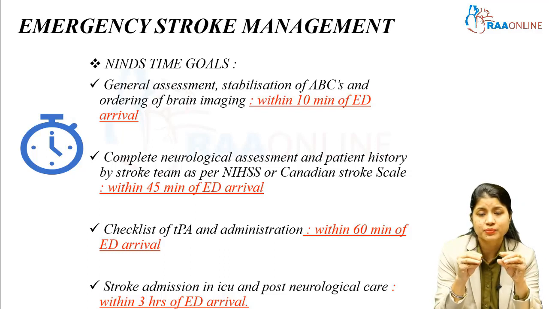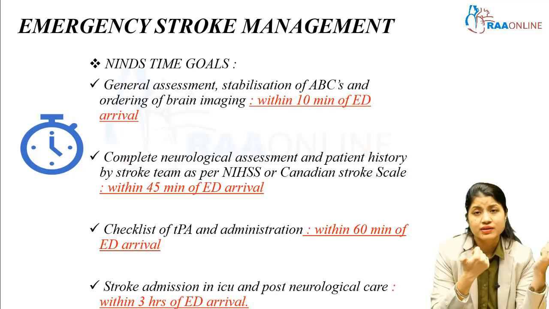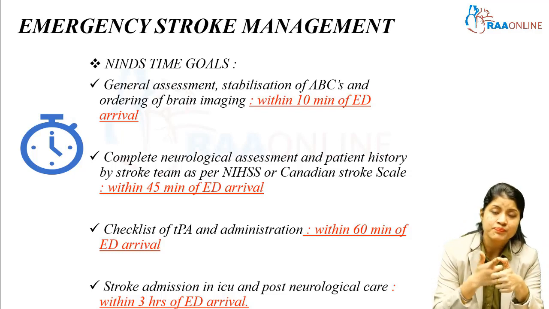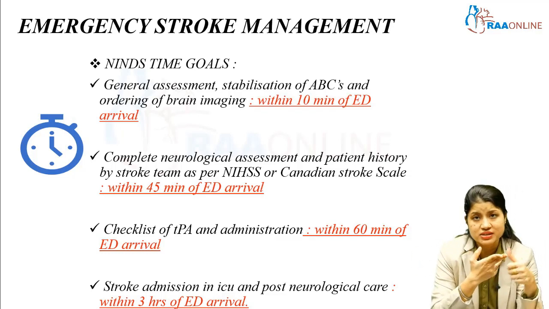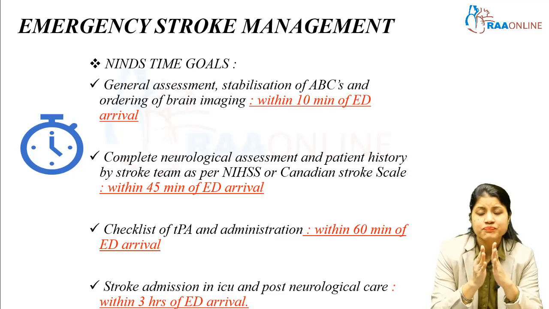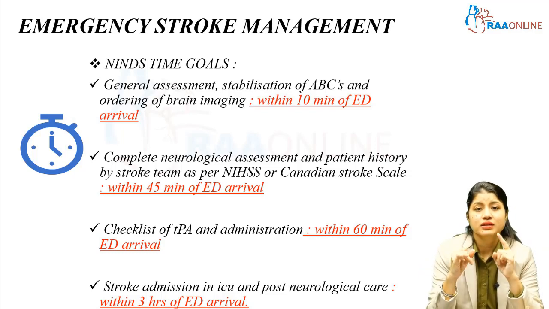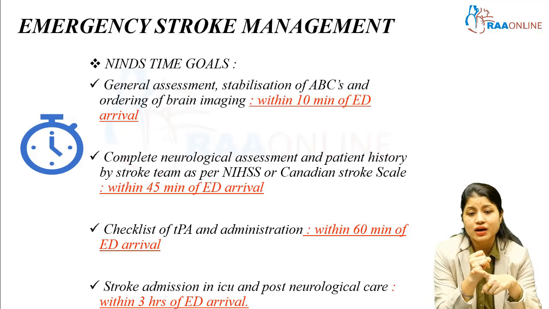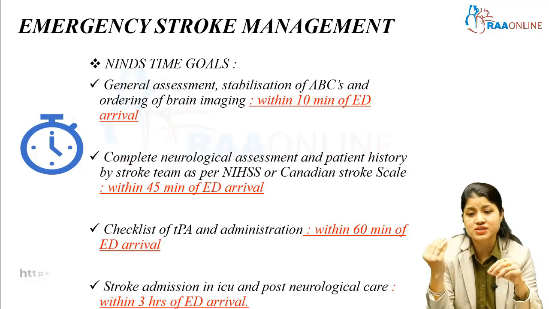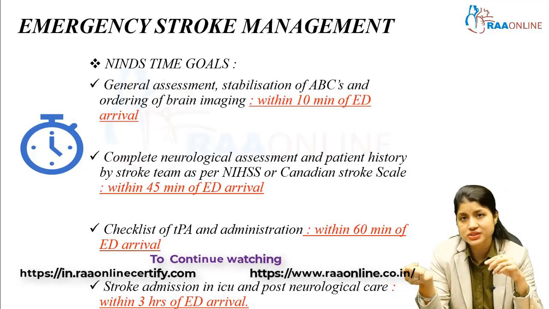Then once the patient has gone for a scan and hemorrhage has been ruled out, the patient arrives. Then there is a checklist whether the patient is a candidate for administration of thrombolysis, whether there are any contraindications for thrombolysis, which we'll see in the next slides, and whether the patient is suitable in the time frame, the golden period, that the tPA can be administered. This should happen within 60 minutes of ED arrival, and post this, the NINDS guideline says that within 3 hours of arrival, the patient should be transferred either to a stroke ICU or a neuro ICU with post-neurological care to prevent secondary brain injury.